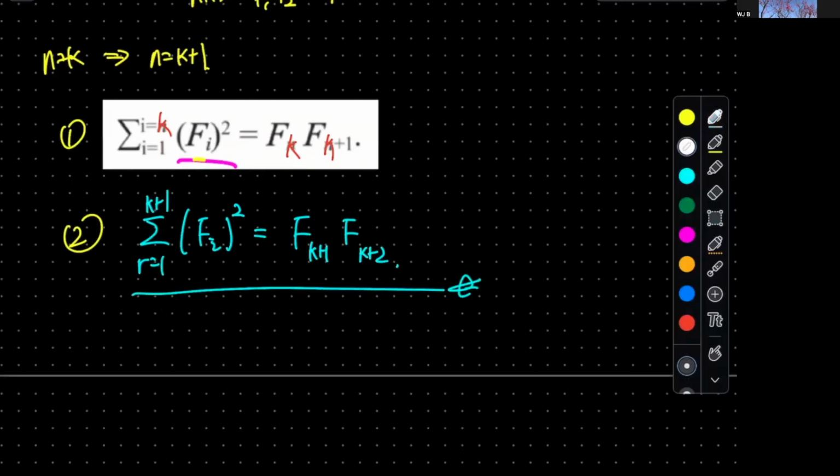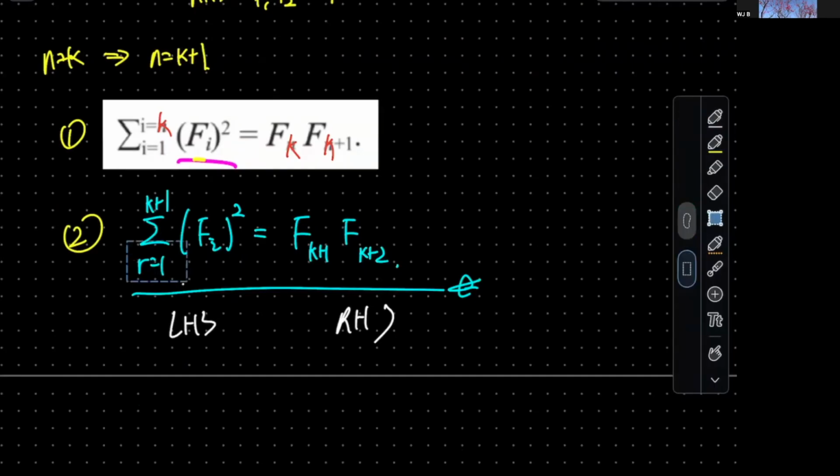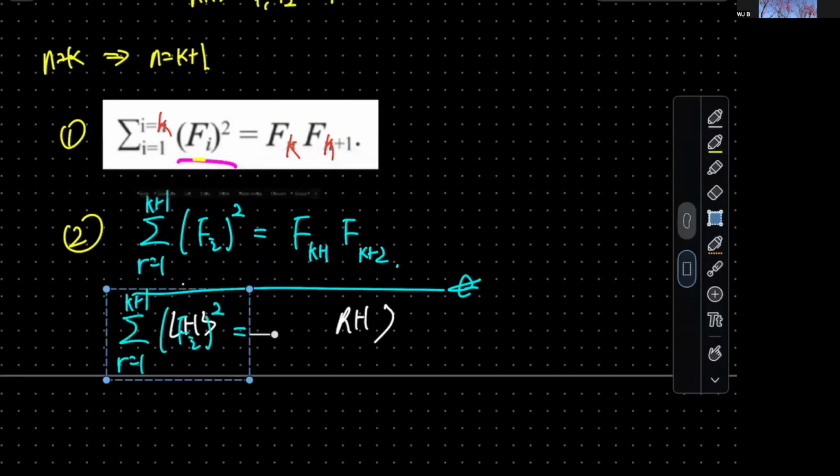So would you guys start with the left-hand side or the right-hand side? That I want you to tell me. For this result to prove, which side is better to work with? Would you start with the left or the right? You can write me on the gym chat. Yes, very good. I'm going to start with the left-hand side because it's easier to use the induction hypothesis.